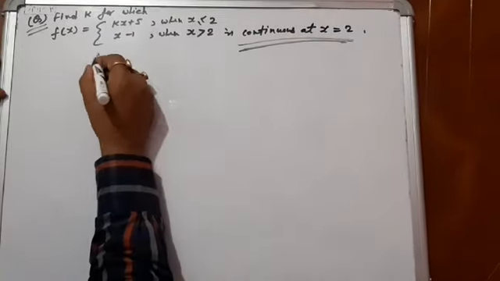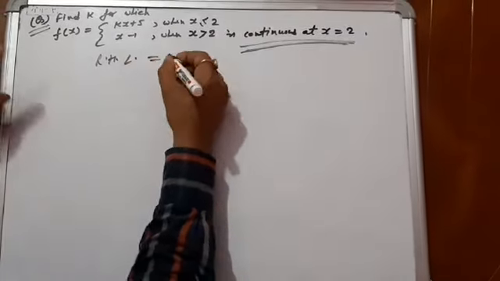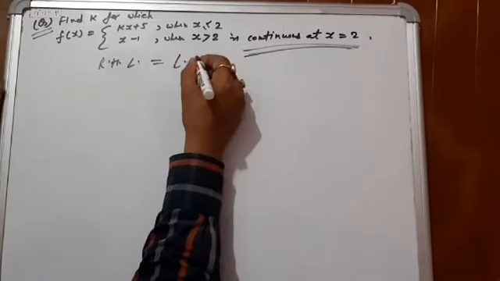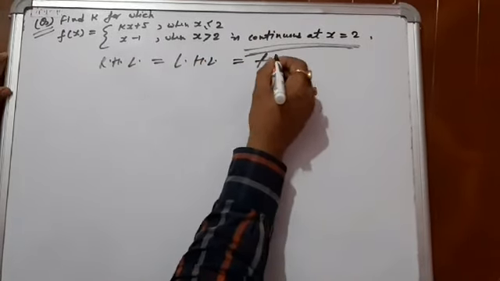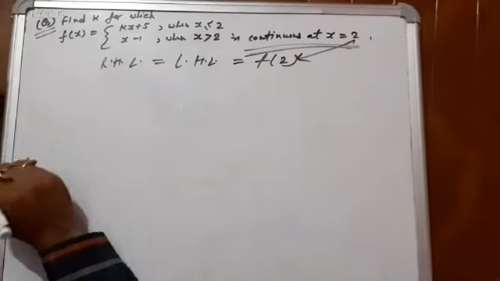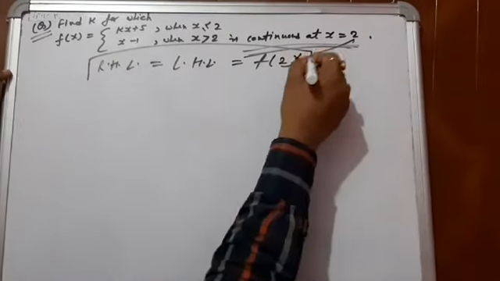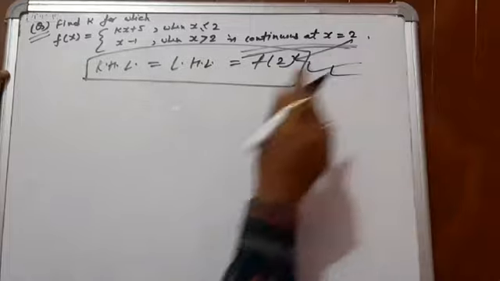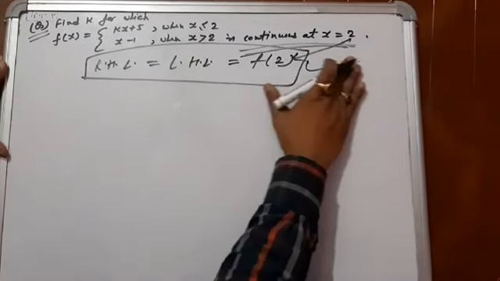It is already given this function is continuous, then very easily we can say that we can use here RHL equal to LHL equal to value of the function. The value of the function is 2 here. Means now this criteria you are going to use here. Understood? So now let's start.